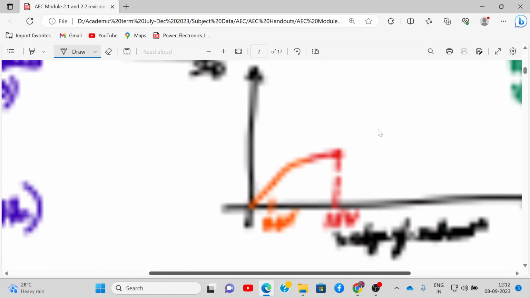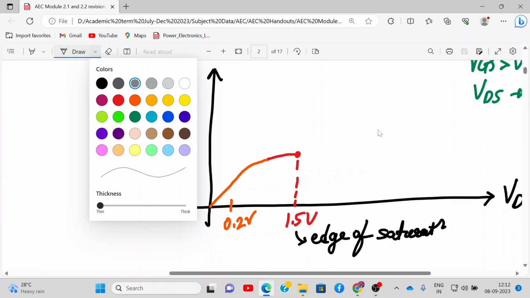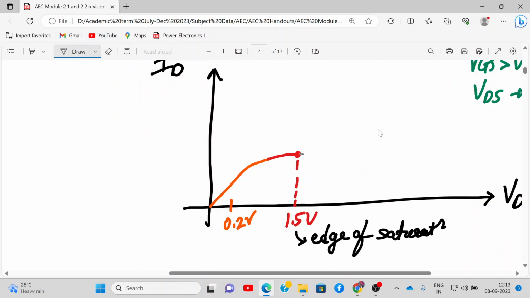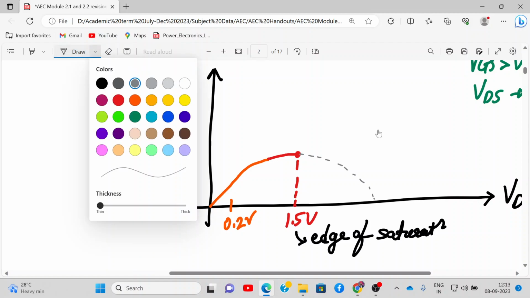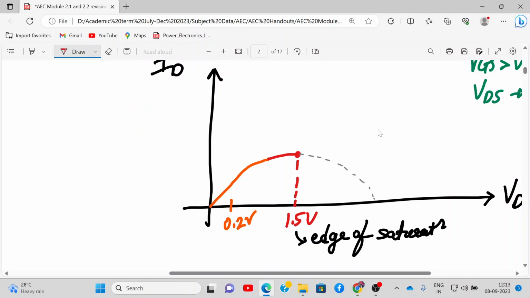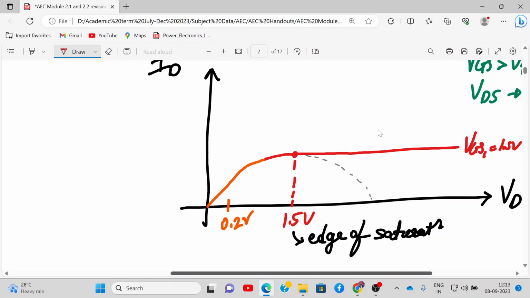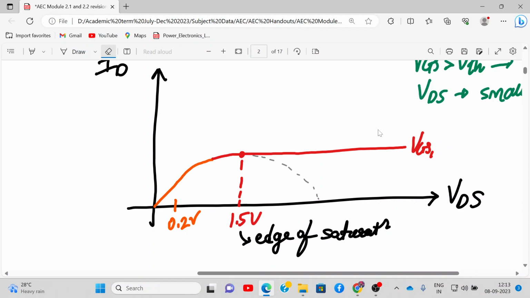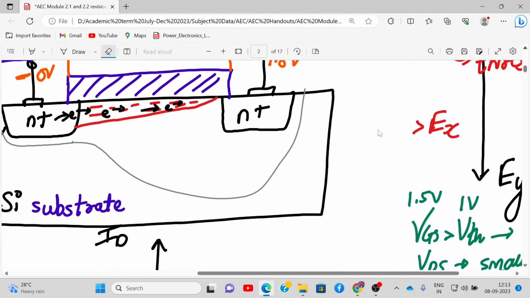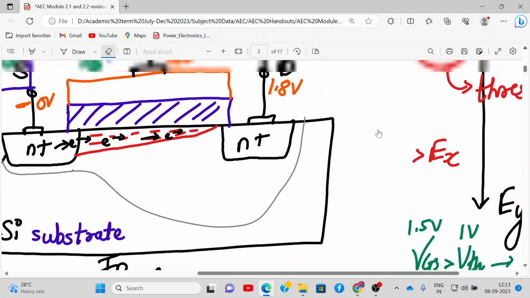So I'll tell you an example. Ideally, it should fall to zero, but it doesn't fall to zero. It actually saturates. It remains constant like this. And this is at one value of VGS. VGS1 is equal to 1.5 volt, let's say, greater than 1.5. This is a constant VGS value. So this is how the characteristics will be. Now why it remains constant, that is what I am telling you.